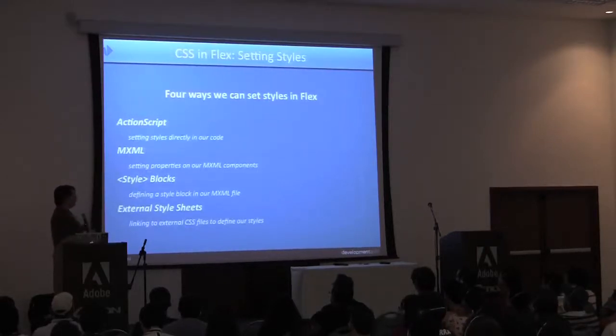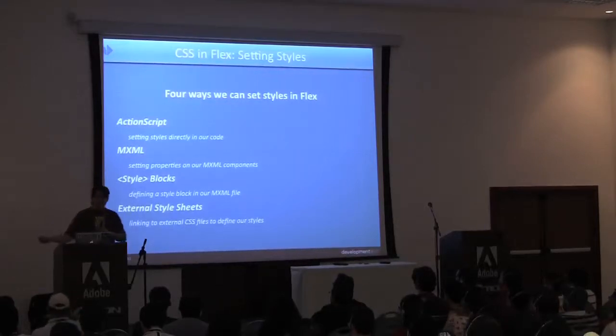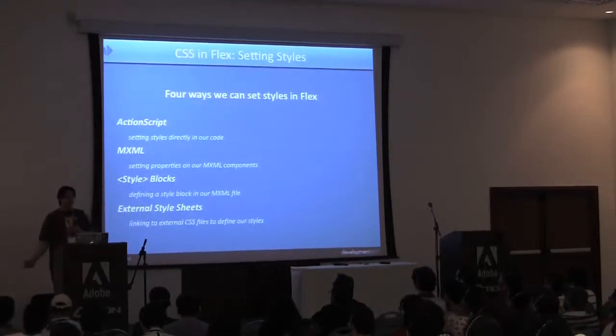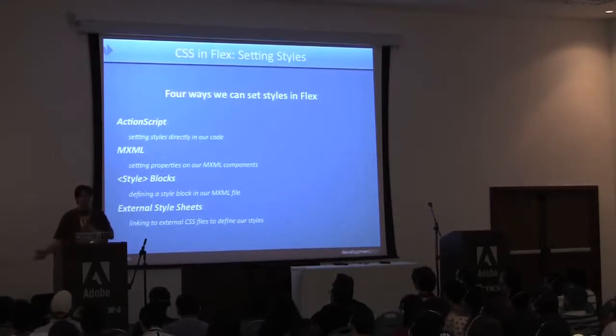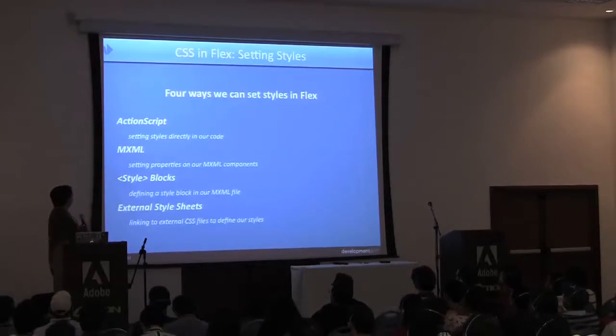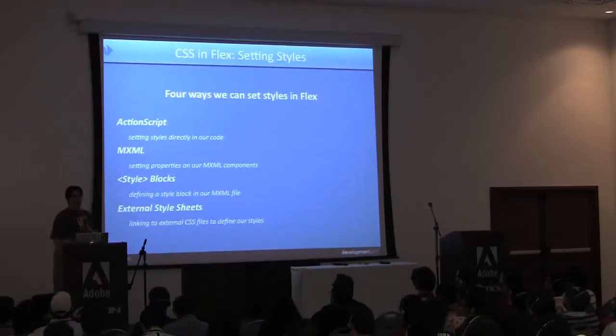We have four ways of setting styles in CSS. We can do it through ActionScript. We can do it through MXML properties. We have the concept of style blocks. And we have the ability to use external style sheets. We're going to walk through all four of these and look at the benefits and how they actually work inside Flex.